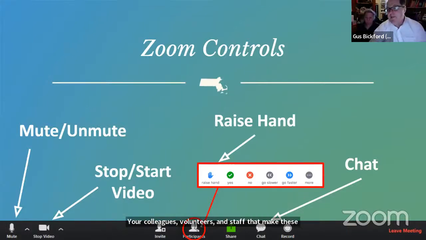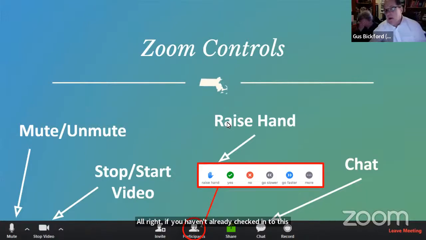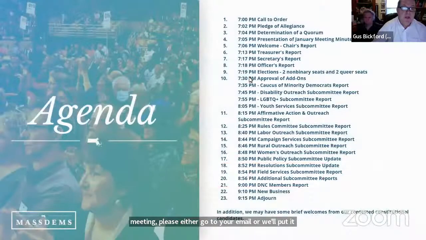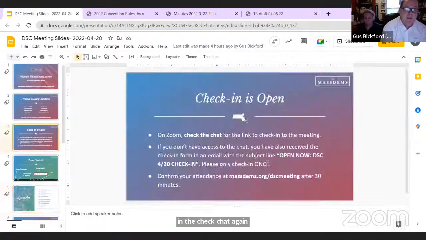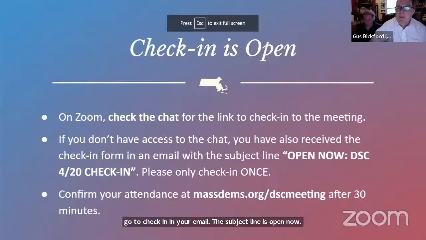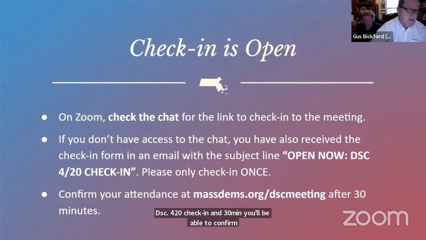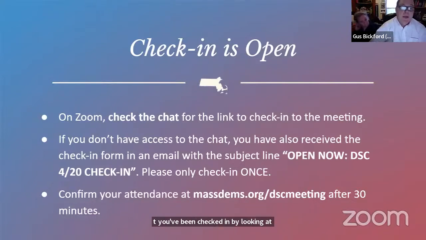All right, if you haven't already checked in to this meeting, please either go to your email, or we'll put it in the chat again to go to check in. In your email, the subject line is open now, DSC 420 check-in. In 30 minutes, you'll be able to confirm that you've been checked in by looking at the website open now /DSC 420 check-in.